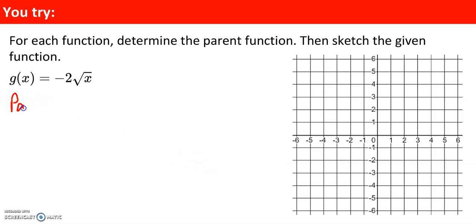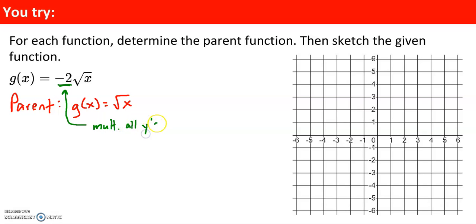The parent function of this function, g of x equals negative 2 square root of x, is the function square root of x. And what is this negative 2? Well, it's multiplied by the function itself, by the square root of x. So what that will do is it will multiply all of the y's by negative 2.